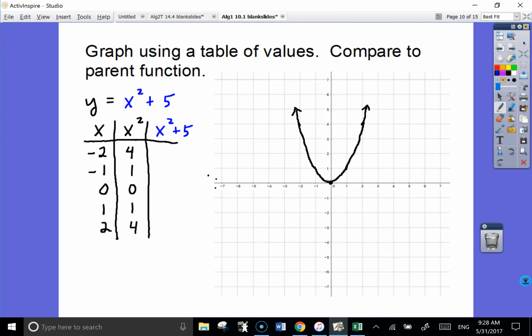Okay, now let's see what happens if we add a number after the x squared. What does it do to all these x squared values if I add 5? How about they add 5? 9, 6, 5, 6, and 9. So if I plot those, again, I'm going to be a little off the chart here. 9, 6, 5, 6, and 9. If I sketch that, what does it look like it did to the graph by adding 5? It looked like it moved it up, right? So adding a number after the function moves it up.